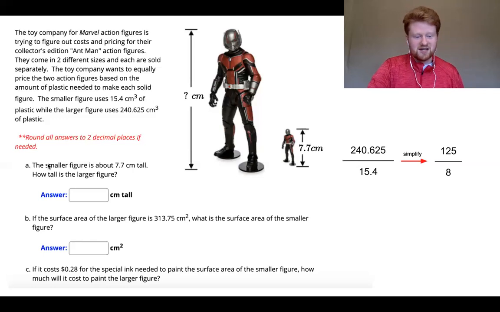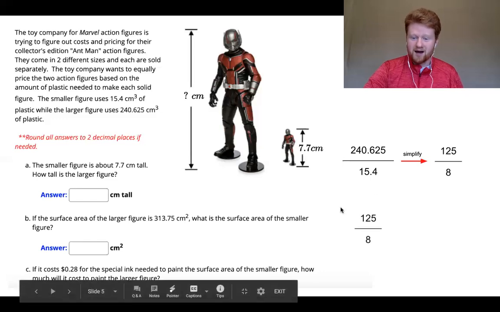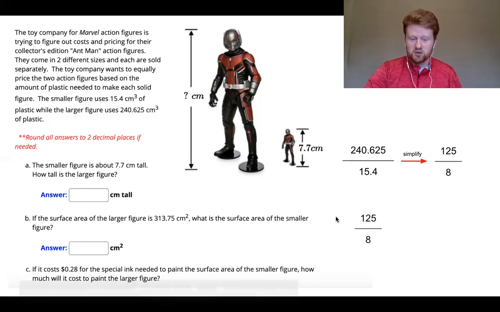The first question says the smaller figure is about 7.7 centimeters tall, which is labeled right here. How tall is the larger figure? When we're asking for the height of a figure, is that measuring volume? Certainly not. Or area? No, that is a line segment. So that's a linear measurement. So we need to access the linear ratio for this problem to answer the question of how tall that taller figure is. So we'll take our volume ratio right here, 125 over 8.